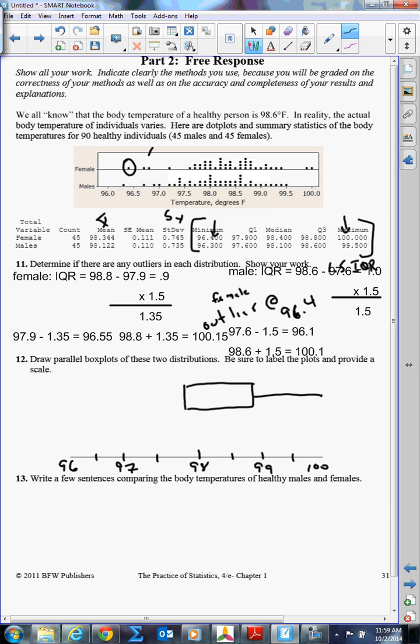Instead, what I'm going to do is find the first point that wasn't, which is that guy there. I'm going to guesstimate him at 96.6. Put the end of the whisker there and draw it in. And then go ahead and include the outlier 96.4 on the graph as an open circle. And now I need to complete it with my median line at 98.4. And this is my female. And I'll go ahead and label it female.